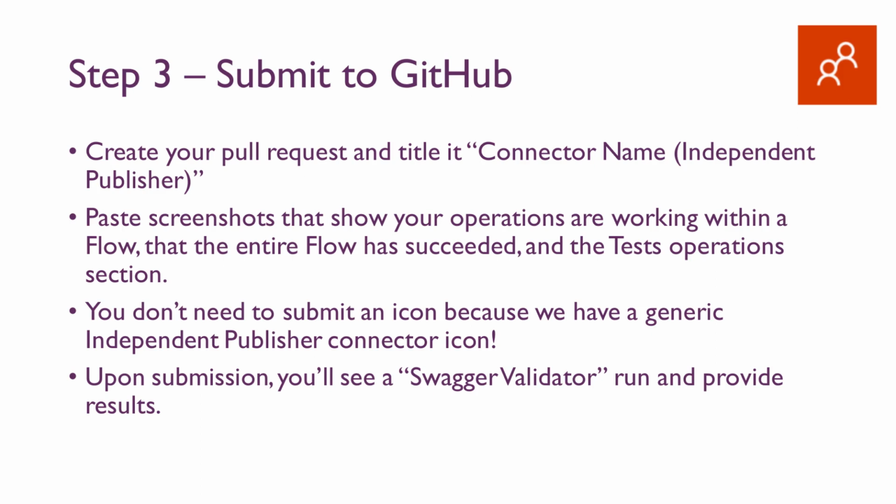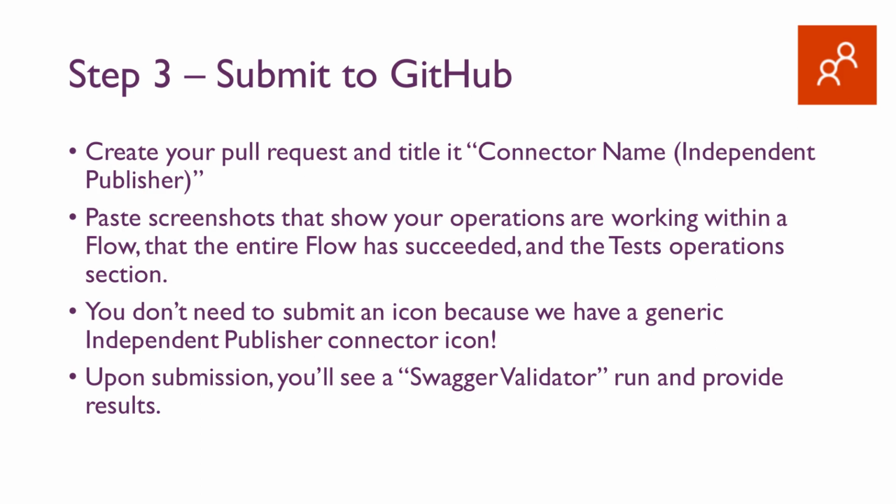So create your pull request and title it connector name with independent publisher behind it so that people can recognize that it is an independent publisher connector. You need to paste screenshots in your pull request because then they can see that your connector is actually working. Otherwise, they will have to test it all themselves. So Microsoft also wants you to do some of the work.